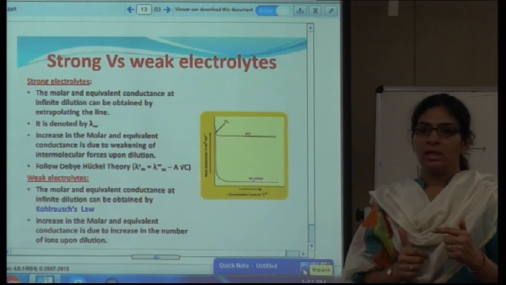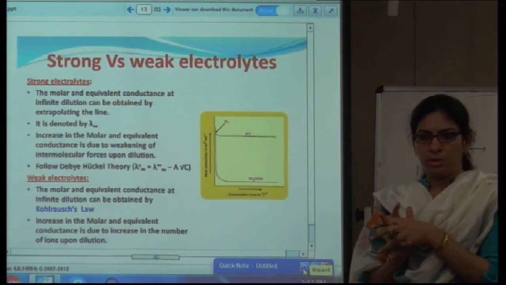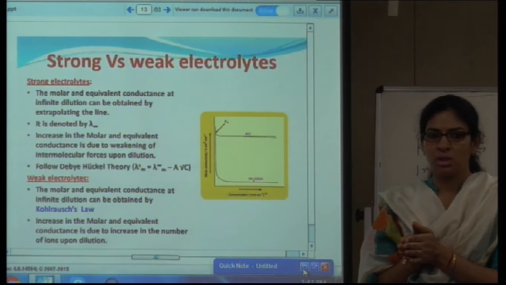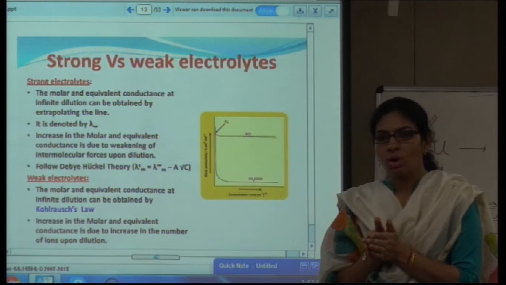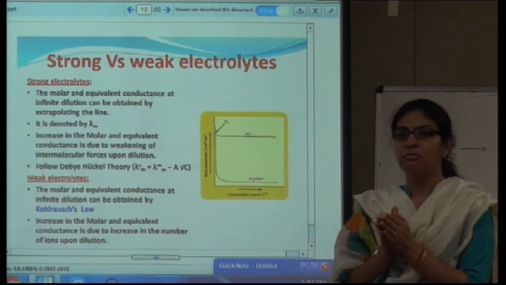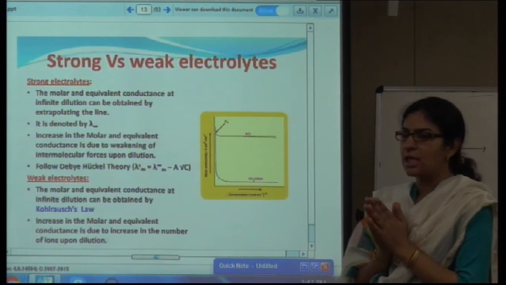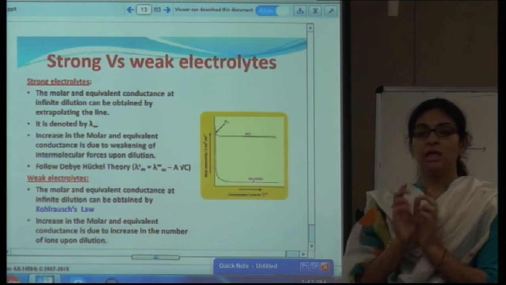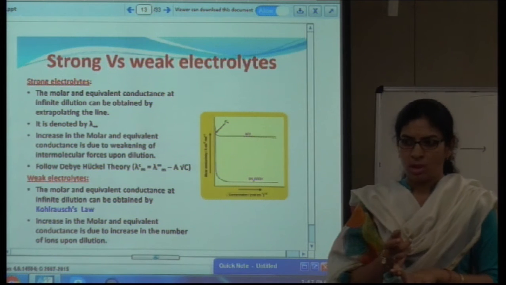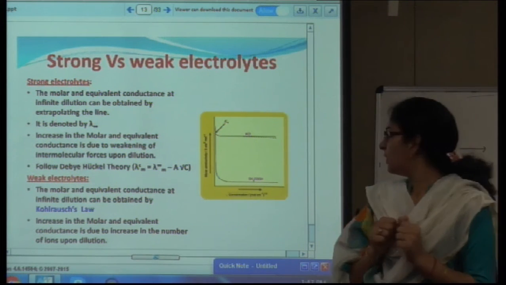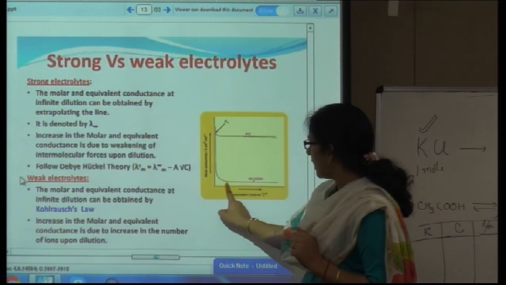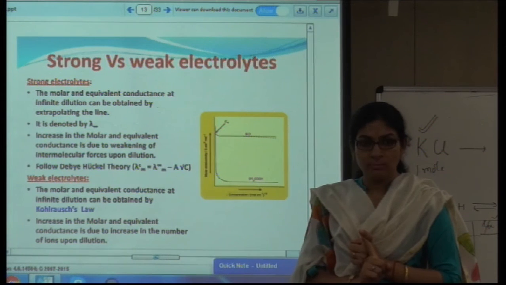Then see, we've seen in general, I told you that there will be an increase in the conductance upon dilution, but you can also observe that different electrolytes, meaning weak and strong electrolytes, behave differently. Differently in the sense that the trend is the same. Increase will be there for strong electrolytes also, for weak electrolytes also, but there are some features which are different. For example, you see this is the graph for acetic acid. Acetic acid is what? Weak electrolyte.